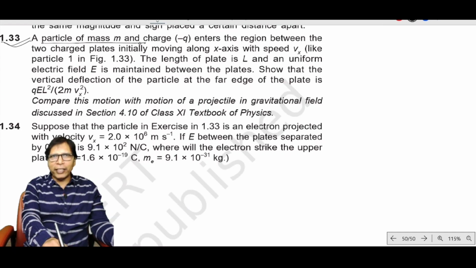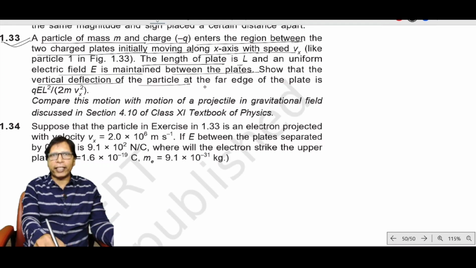A particle of mass m, charge minus q, enters a region between two charged plates, initially moving along the x-axis with velocity Vx. The length of the plate is L, and a uniform electric field is maintained between the two plates, so that the vertical deflection of the particle at the far edge of the plate is qEL squared divided by 2m Vx squared.